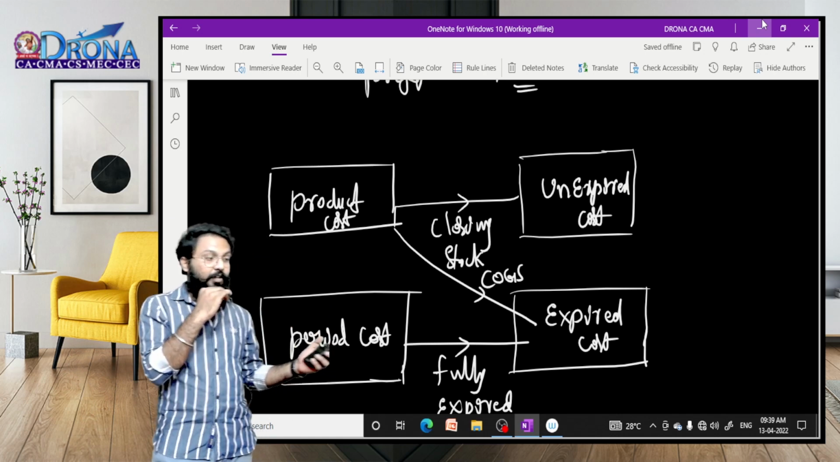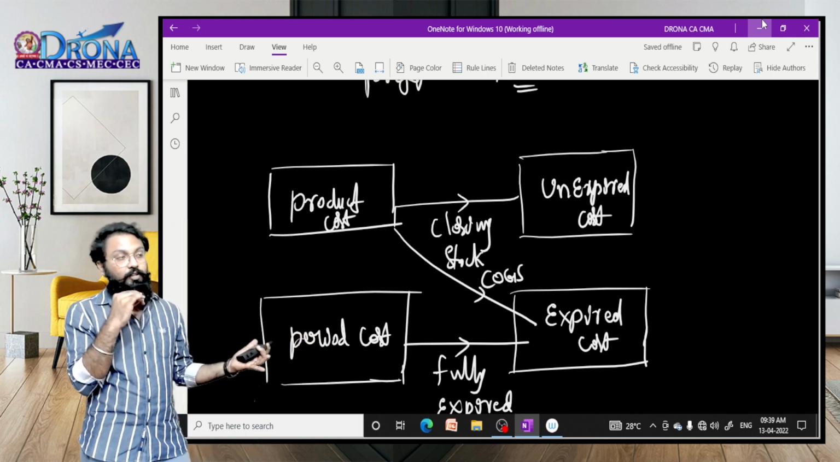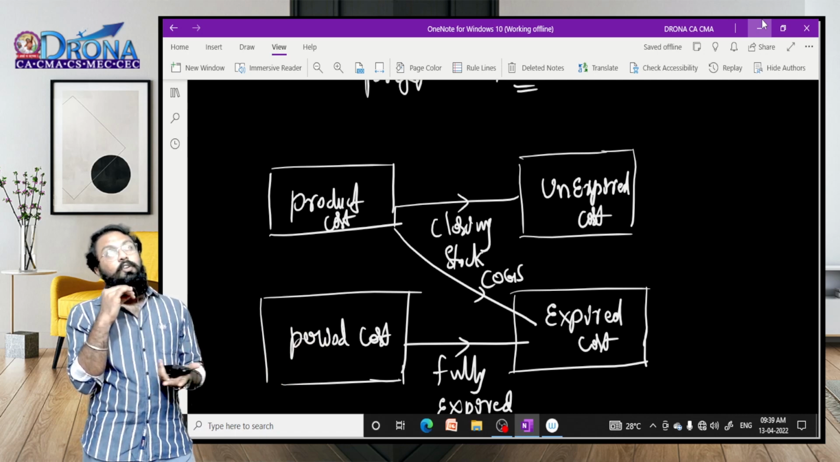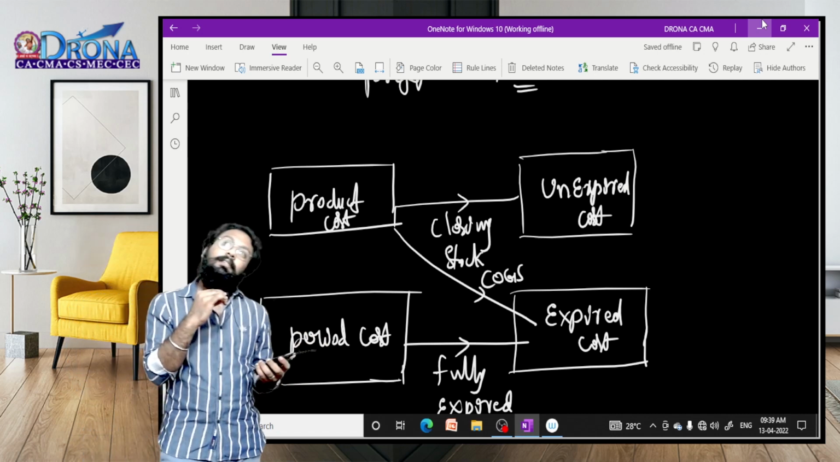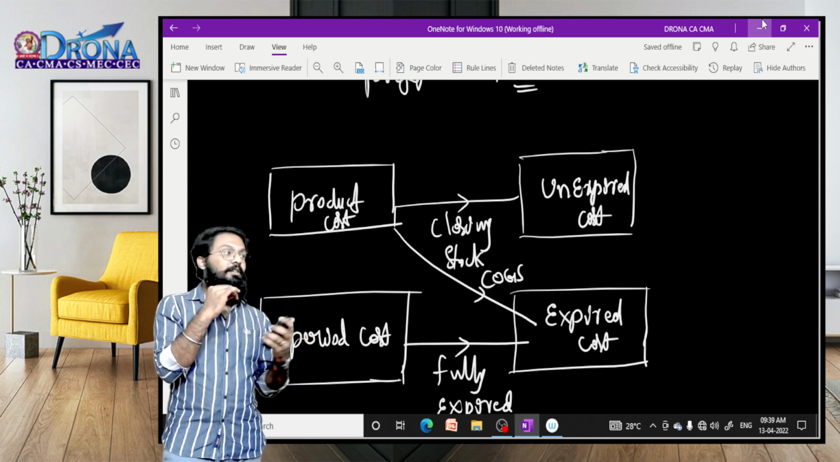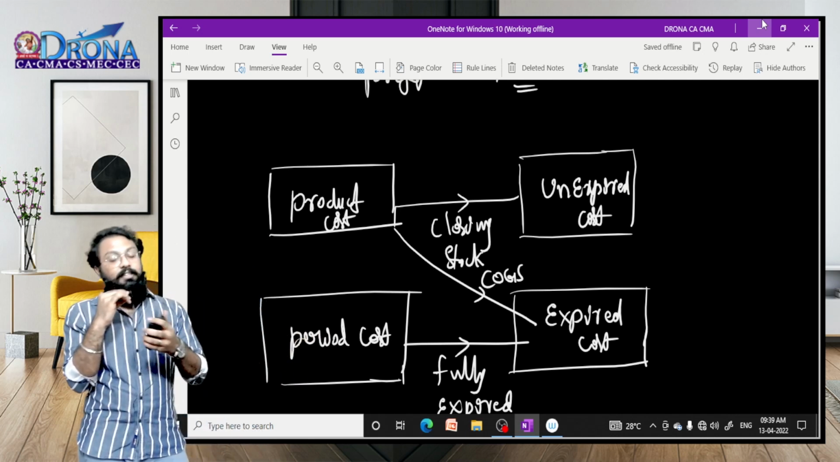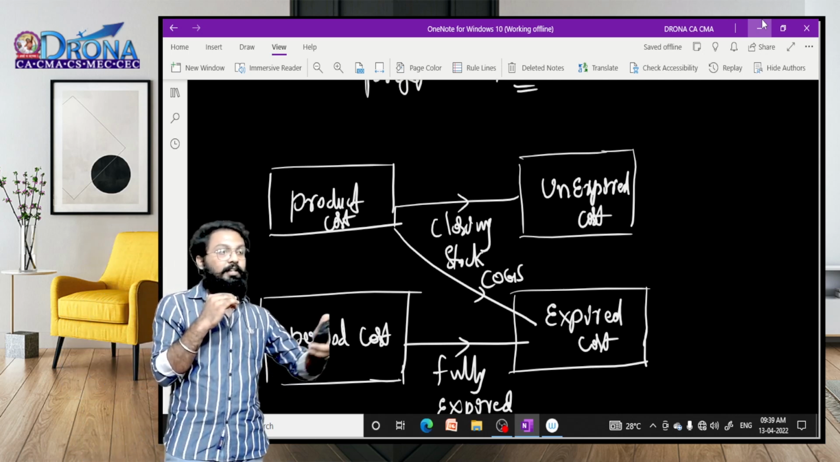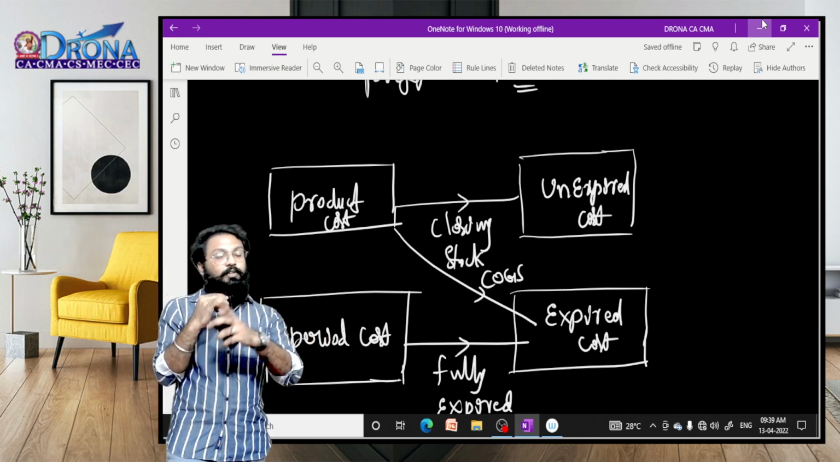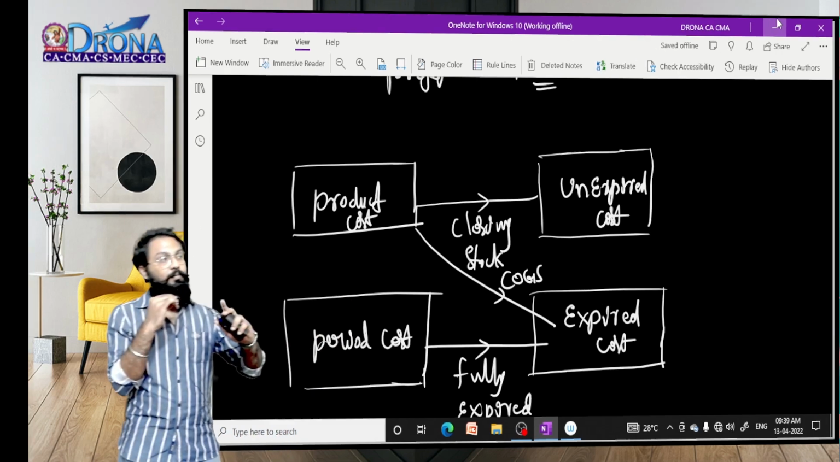It is further classified into expired cost, unexpired cost, period cost, product cost, job cost, unit cost, administration, selling and distribution cost. Next, the second thing is decision making: fixed cost, variable cost, semi-variable cost, opportunity cost and sunk cost. Control. It is further classified into two types: controllable and uncontrollable cost.